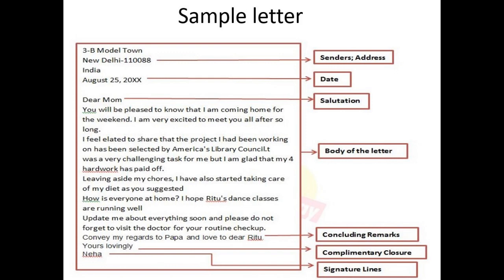As you can see, first of all we have a sender address, then we have a date. The date you will write in the same way as I told you in the formal letter: write the name of the month starting with a capital letter, then the date, and then the year in which you are writing the letter. Then salutation: dear mom, dear dad, sister, brother, or whomever you are writing to. Then comes the body of the letter.